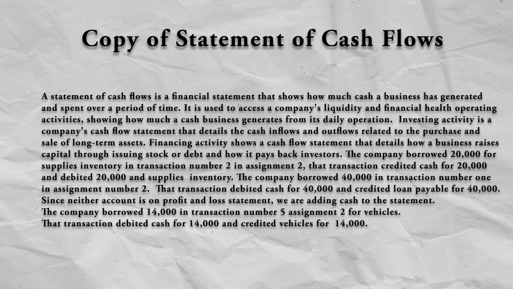The company borrowed $20,000 for supplies inventory in transaction number 2 in assignment 2. That transaction credited cash for $20,000 and debited $20,000 in supplies inventory. The company borrowed $40,000 in transaction number 1 in assignment number 2. That transaction debited cash for $40,000 and credited loan payable for $40,000. Since neither account is on the profit and loss statement, we're adding the cash to the statement.